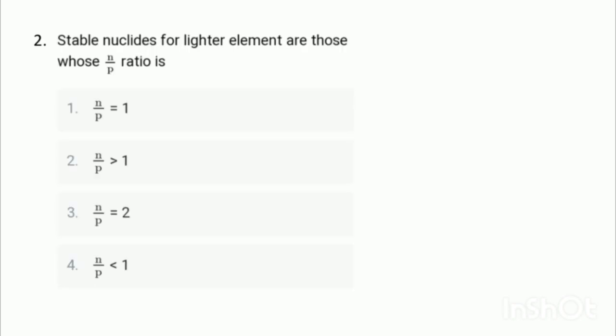Question number 2. Stable nuclides for lighter elements are those whose N by P ratio is: option 1, N by P ratio is equal to 1. Option 2, N by P ratio is greater than 1. Option 3, N by P ratio is equal to 2. Option 4, N by P ratio is less than 1.